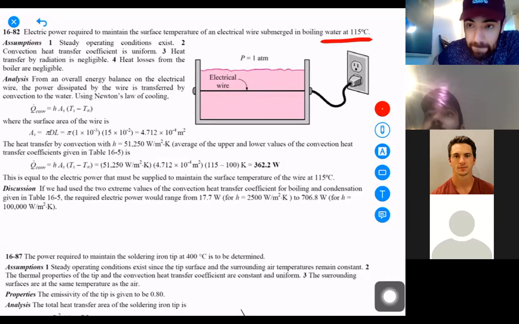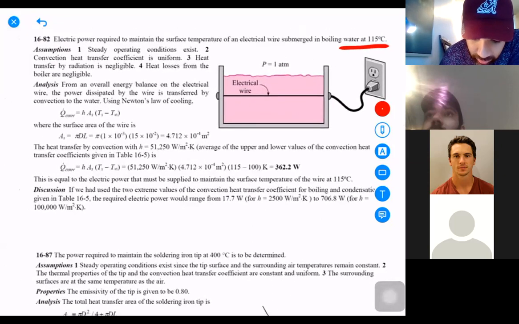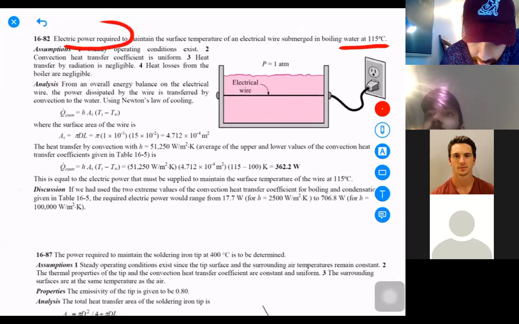So what is the question here? The question is in the first part of this sentence: the electrical power required. So what is the required electrical power? Now it's better, I think.